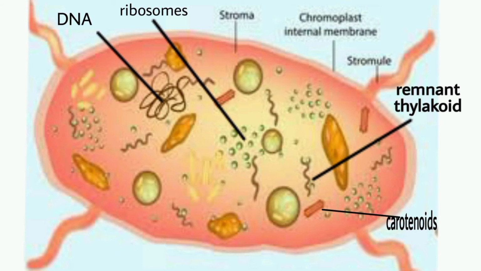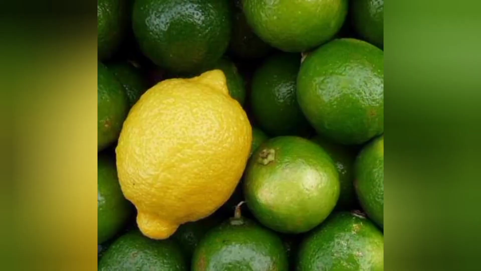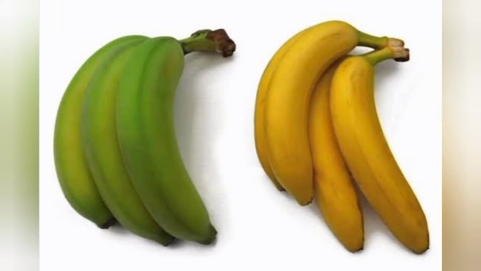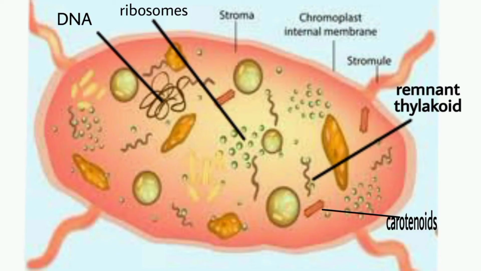Sometimes the chromoplast develops from the chloroplast. Say for example in fruit ripening, the raw fruit is green in color, right? So when this fruit ripens, it changes its color to red or yellow. Here what happens is that the chloroplasts of the raw fruit cells modify themselves to chromoplasts. The thylakoid membrane disappears and carotenoids are accumulated, so some remnant of the thylakoid may remain.